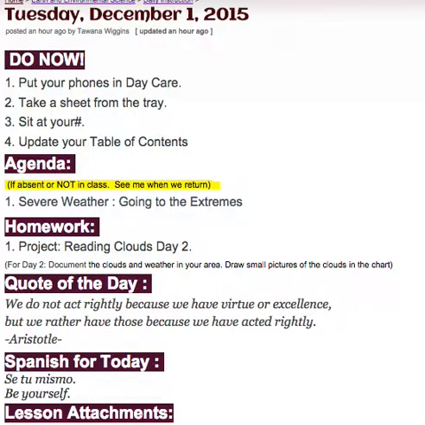We are obviously going to be looking at severe weathers. Remember that today is day 2 of your project date, so today is December the 1st. This lasts for 2 weeks, your project, so it takes you all the way up into December the 13th.